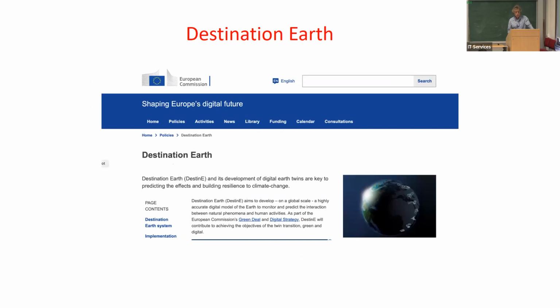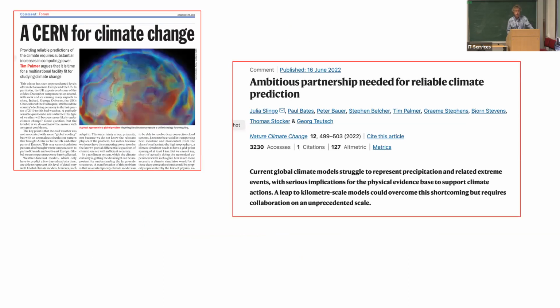So we heard about Destination Earth, Destiny as it's shortened to, which is an EU project funded under Digital Europe. So sadly, the UK is not a member of this project, but the main feature of it is to develop kilometre scale models. But there is a problem, which is that we do need exascale computing, and indeed the first exascale computer, exaflop computer, now exists in Oak Ridge, the Frontier computer.